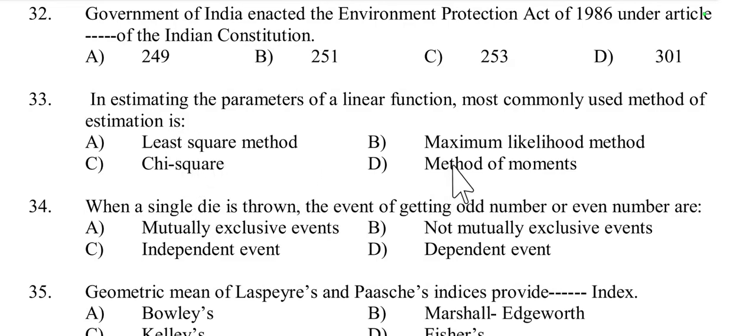Then question number 33, in estimating the parameters of a linear function, the most commonly used method of estimation is least square method, maximum likelihood method, chi square, or method of moments. The most commonly used method is least square method. So A is right. The least square method minimizes the sum of the squared differences between the observed and predicted values to estimate the parameters of a linear function.